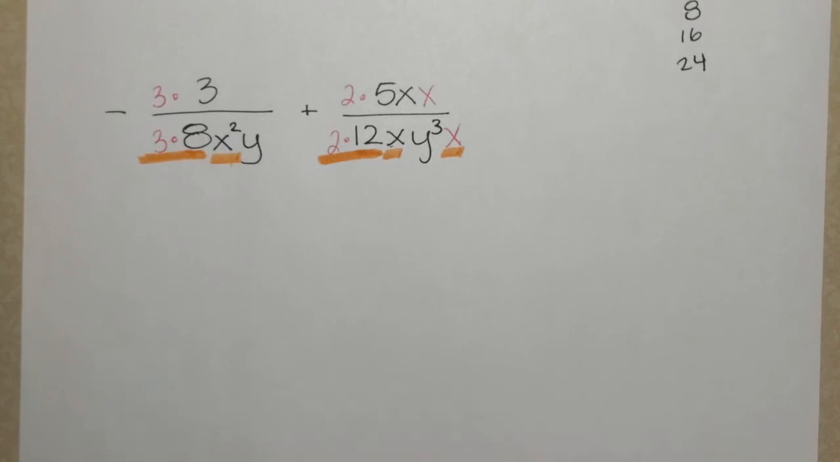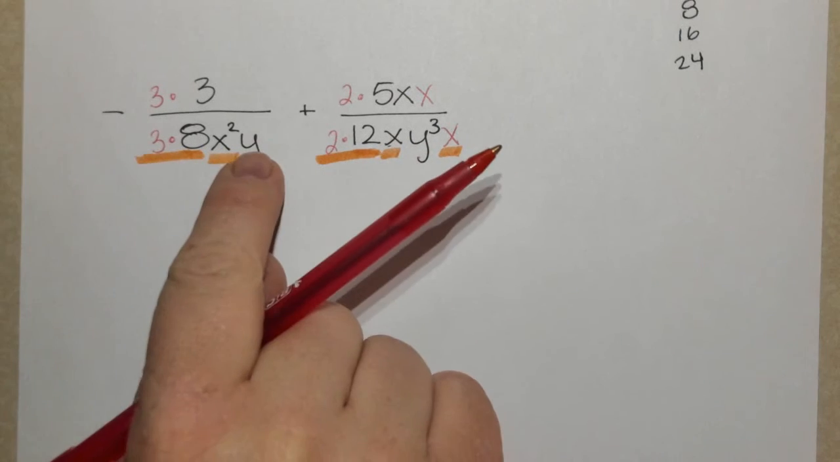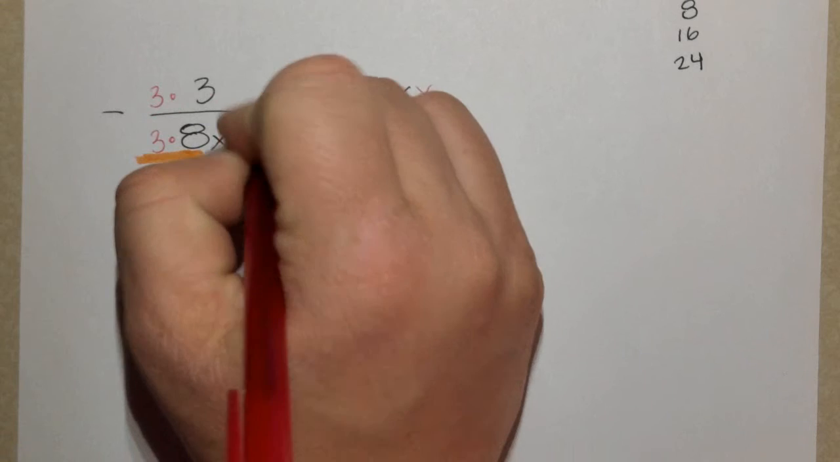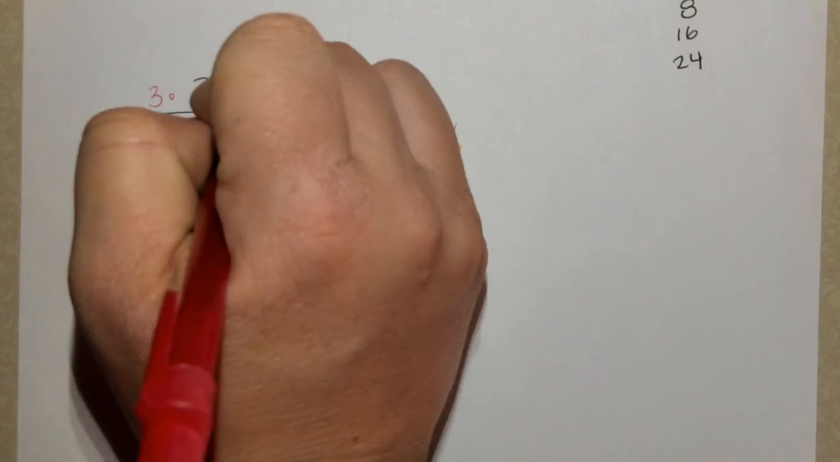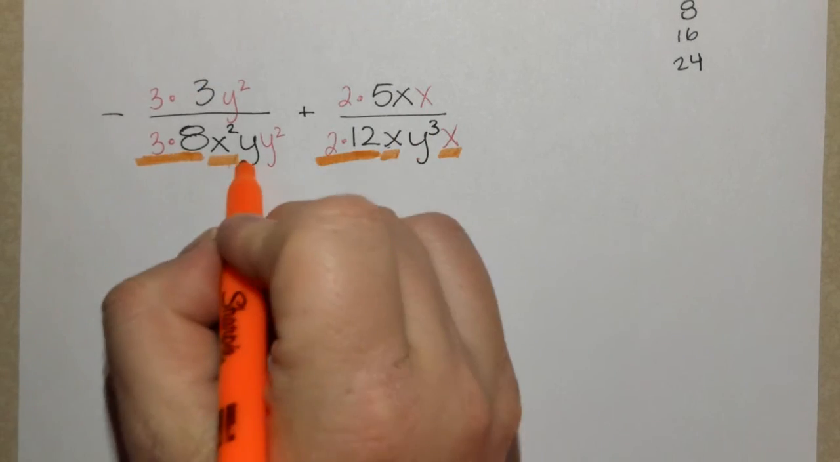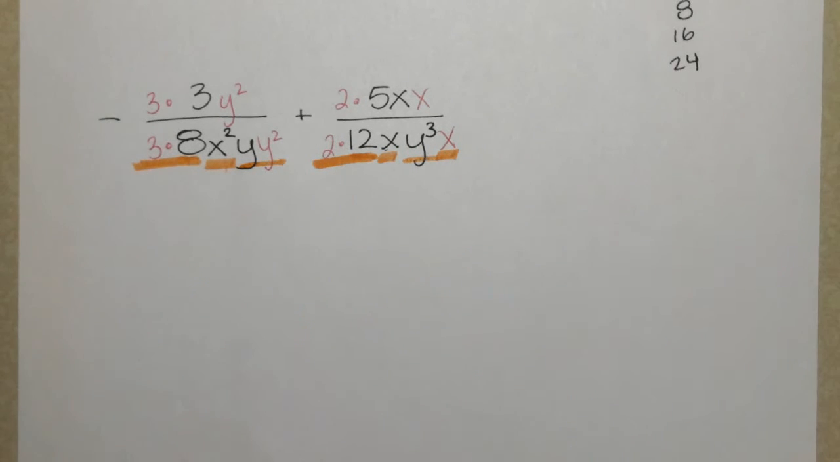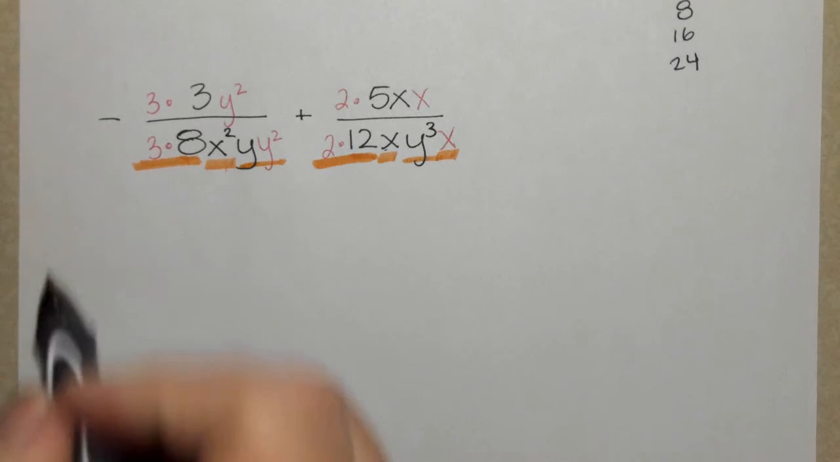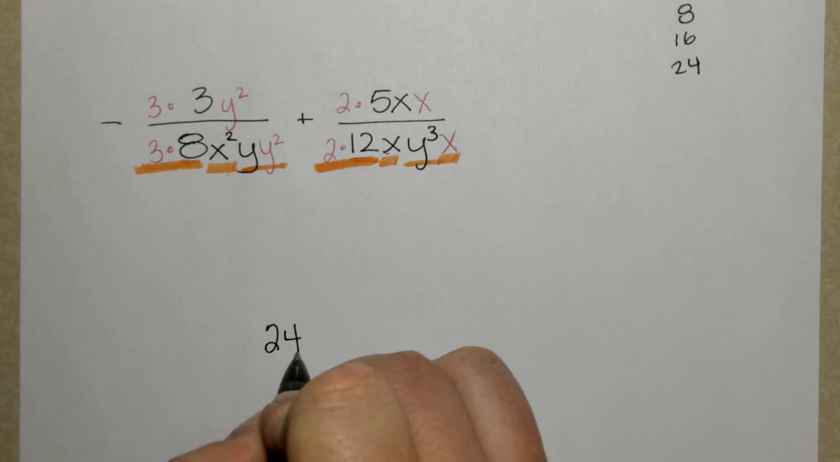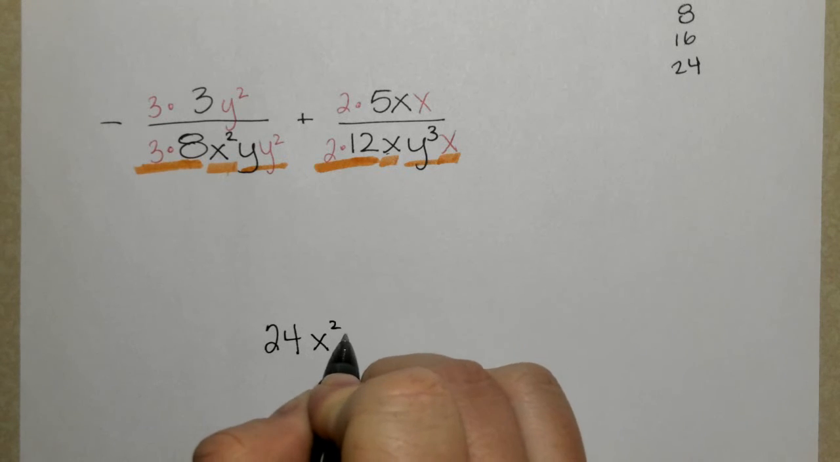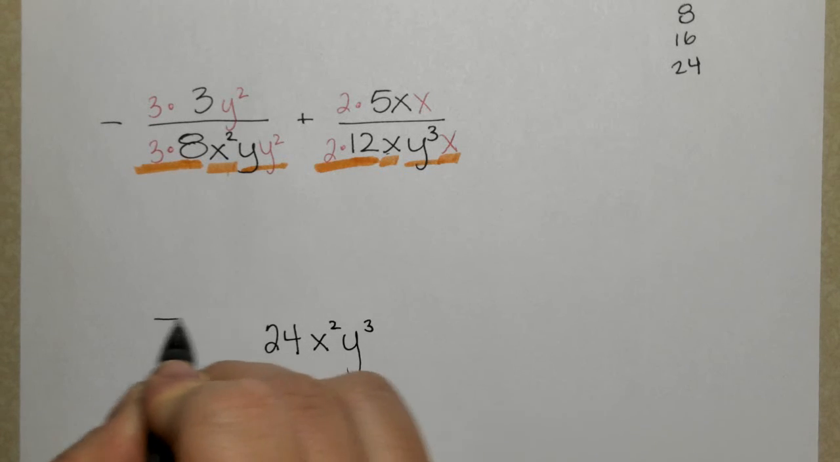We'll do the same for y's. I have 3 y's on the right. I need to raise this up by 3 by attaching 2 more. There's 3 total y's and 3 total y's. So the denominator is going to be 24 x squared y to the third.